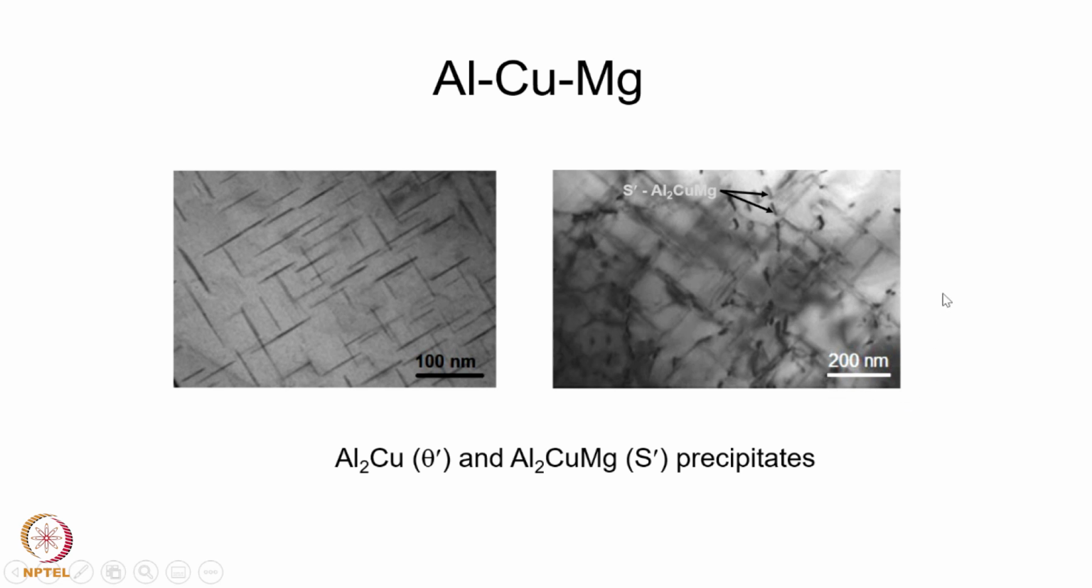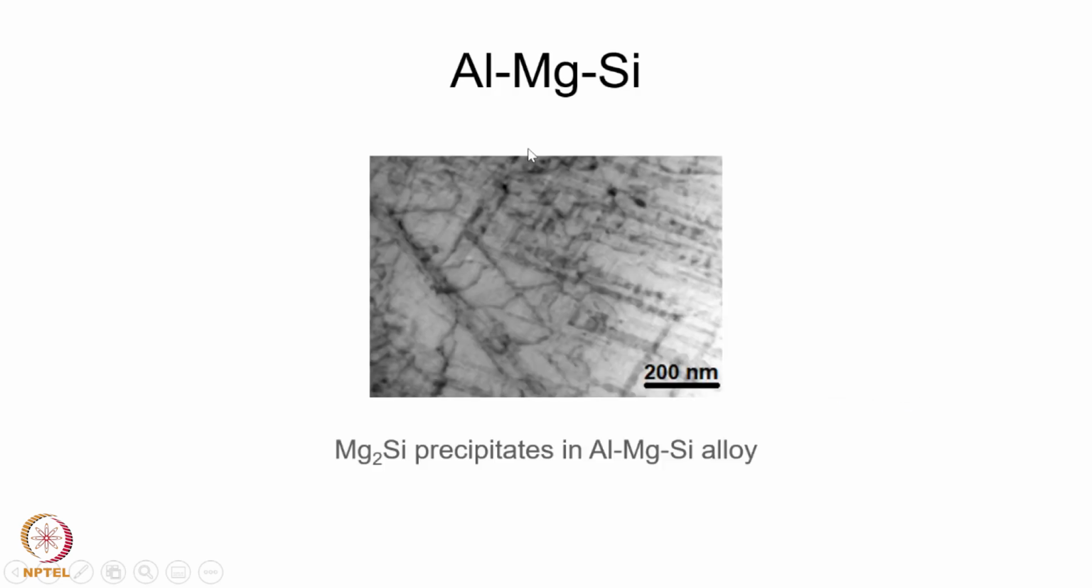Now let us go to the next one, that is aluminium, magnesium, silicon 6000 series alloys. And if you recall, in these alloys, the strengthening precipitate is Mg2Si. And this is the morphology of these precipitates. So this is how this will appear when looked at under a transmission electron microscope.